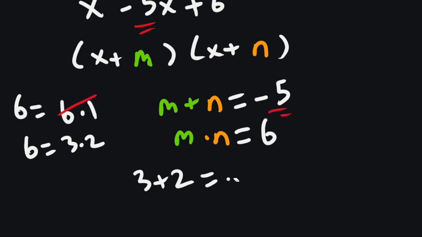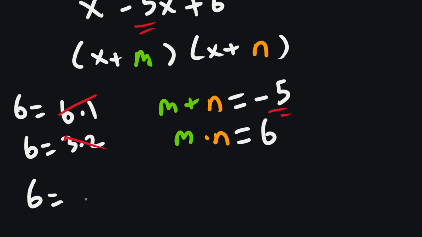3 plus 2 equals 5. Let me just rewrite that. 3 plus 2 equals 5. And again, that's not quite what we're looking for. We're looking for a -5. So 3 and 2 don't work either. So, okay, both factor pairs don't work. So how do we find the solution? Well, there's another factor pair right here.